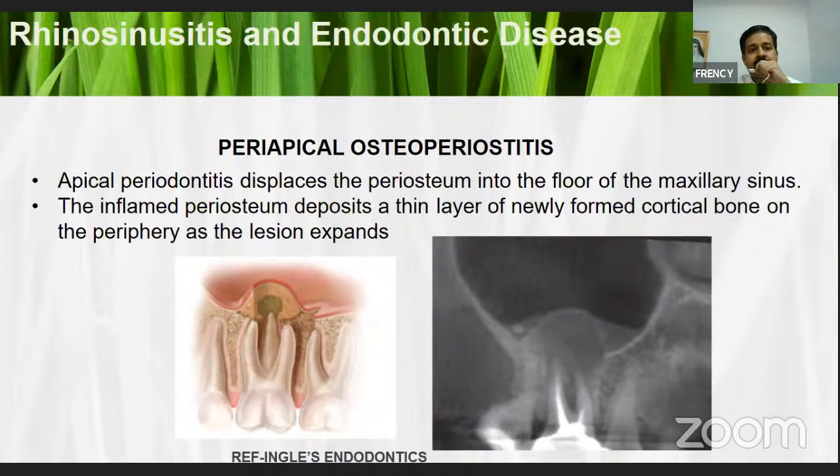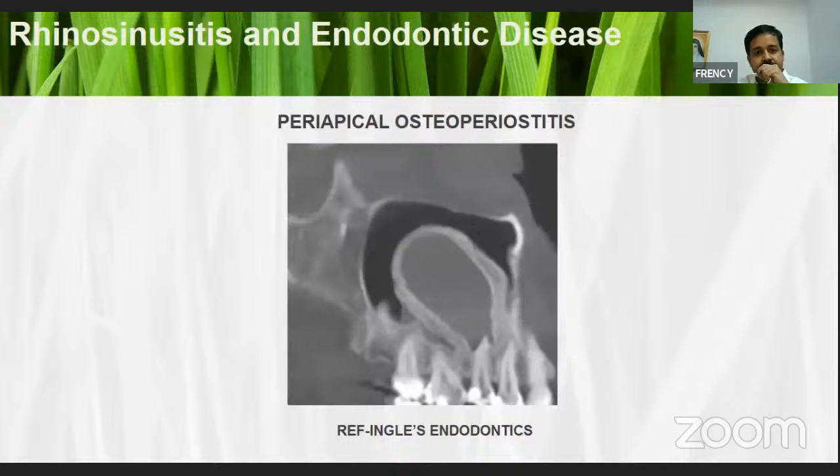So the apical periodontitis displaces the periosteum into the floor of the maxillary sinus, and the inflamed periosteum deposits a thin layer of newly formed cortical bone on the periphery as the lesion expands. So it is called periapical osteoperiostitis. This is a picture of CT. You can see periapical osteoperiostitis.